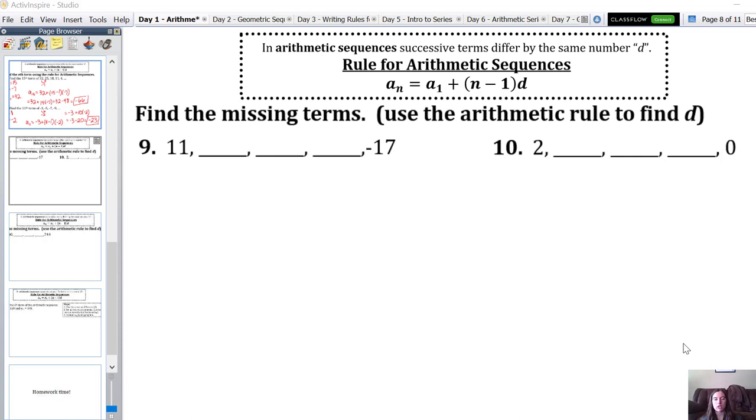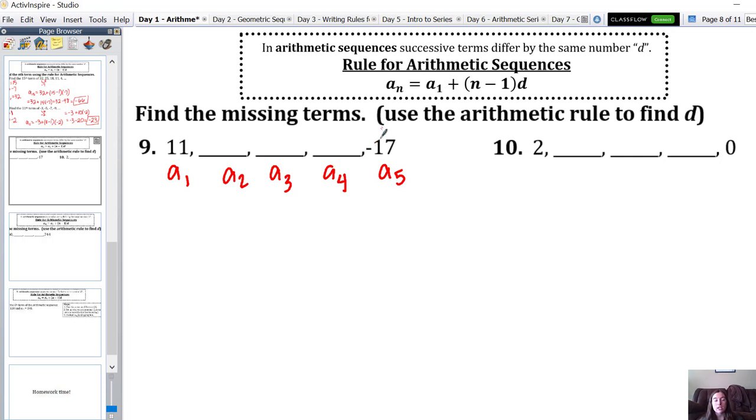Here we need to find missing terms within a sequence between two numbers that we already know. The first thing we're going to do is find our value of d, and then we're going to use that value of d to find those missing terms. I know a sub 1 is 11, that's the very first term that I'm given. I don't know a sub 2, a sub 3, or a sub 4, but I do know a sub 5.